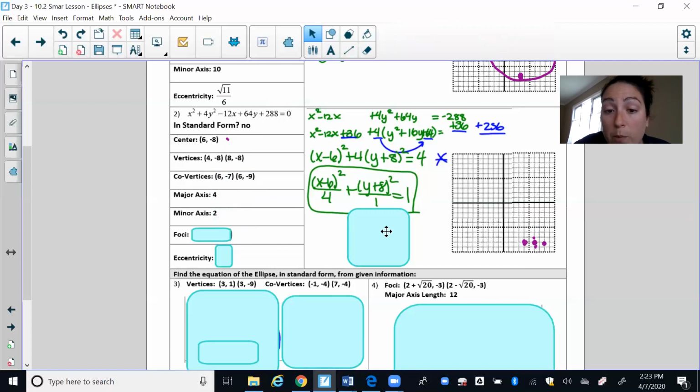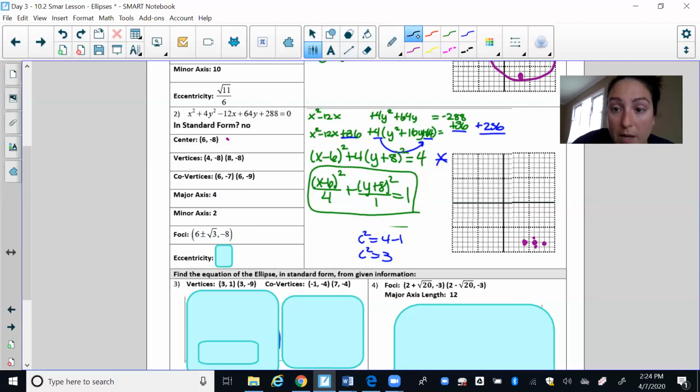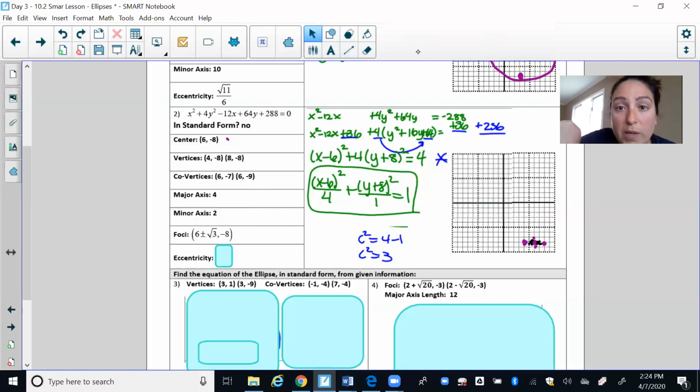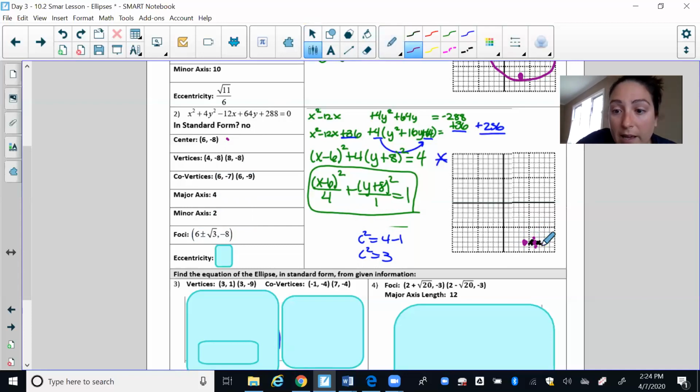To find our foci, we're going to do c squared equals a squared minus b squared. So 4 minus 1 is 3. So our foci will be right, left, square root 3 from our center. So they will be at 6 plus square root 3, which is about there, comma negative 8. And 6 minus square root of 3, comma negative 8, which is about there. So we connect the dots, and there's our ellipse.